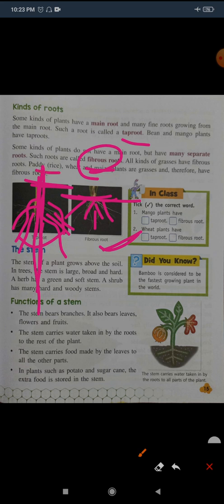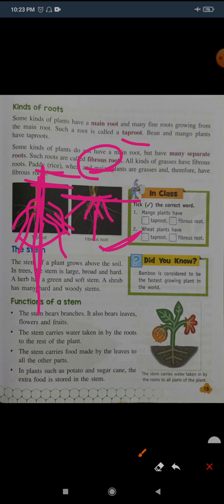And what is the example? Rice, wheat and onion have fibrous root. And you can see in the diagram also that there is no main root, only many thinner roots. Now why is root a very important part of the plant? Because no plant can survive or grow without root.